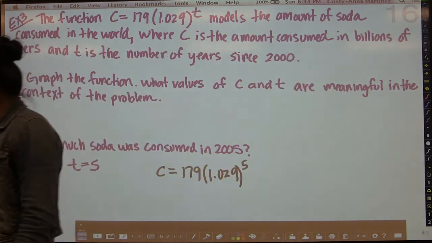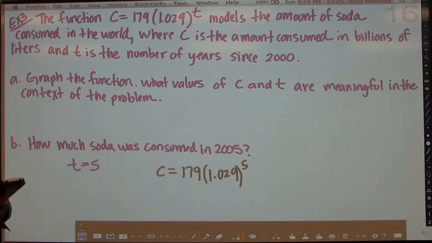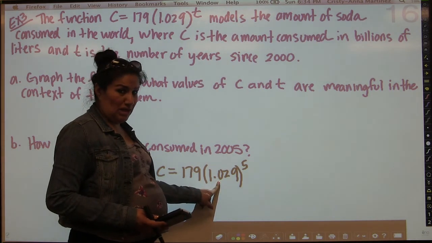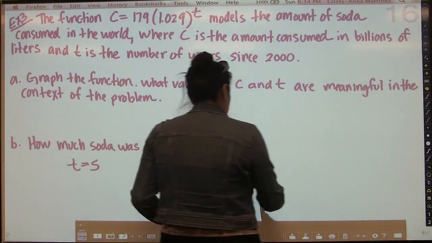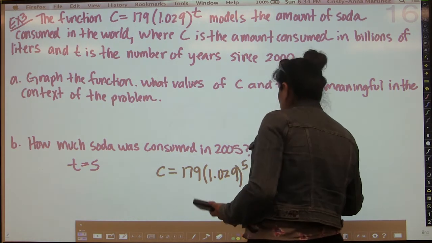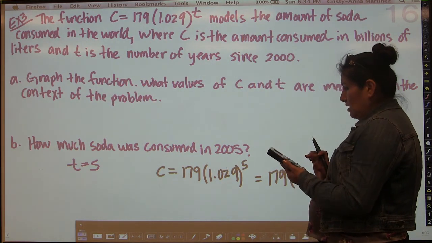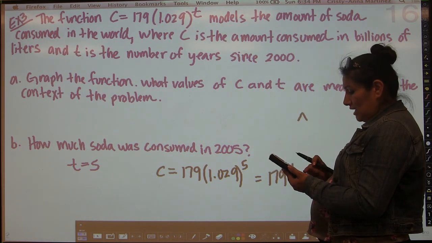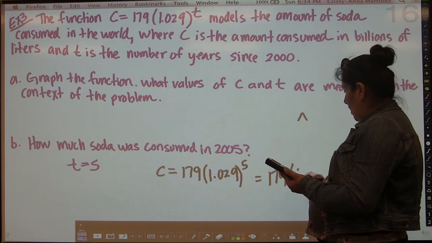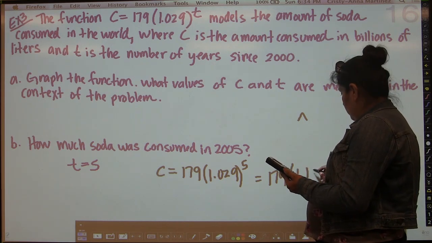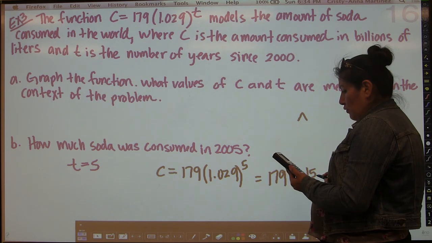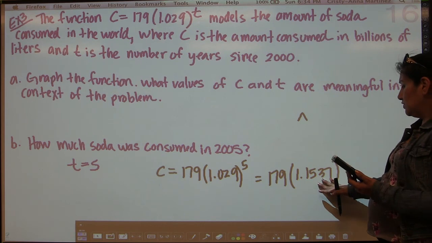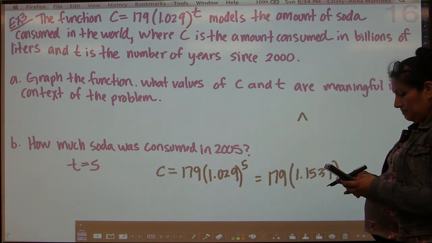And remember what I said earlier, when you're evaluating an exponential function, you want to make sure that you do exponents first. So I'm not going to go 179 times 1.02, that would be wrong. I'm going to take 1.029 to the 5th power. And again, remember the 5th power, you want to use your little caret key. So I'm going to raise that to the 5th power. And I get 1.1537. Okay? Now I'm going to take that answer and multiply it by 179.